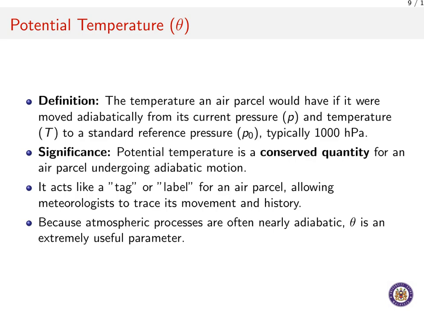So why is this hypothetical value so important? Its real significance lies in the fact that potential temperature is a conserved quantity during adiabatic motion. This means that as an air parcel rises and cools or sinks and warms, its potential temperature does not change. This makes it an excellent tag or label. We can use it to trace the origin and history of an air parcel, which is incredibly useful because many atmospheric processes are very close to being adiabatic.